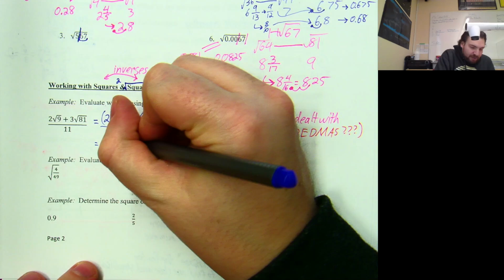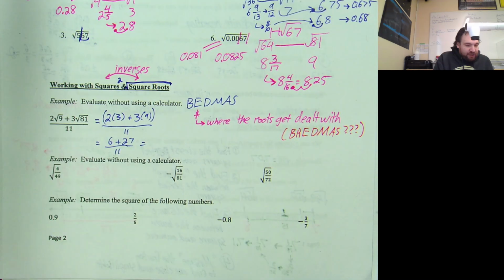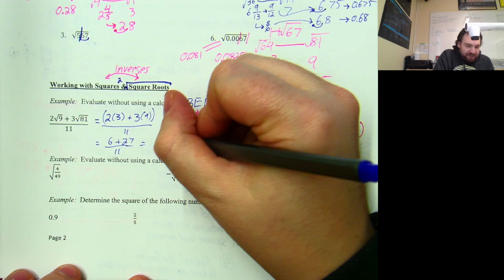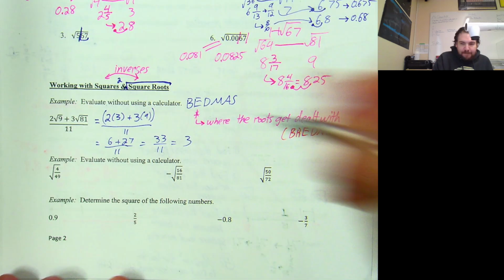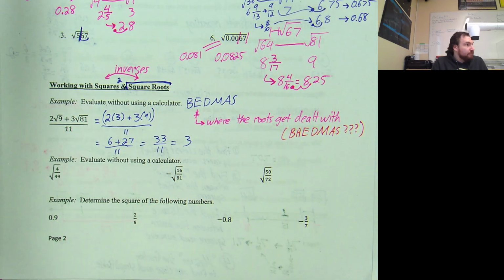Now I'm going to deal with the addition in the numerator. We're going to speed this up a little bit here. 6 plus 27 is 33 over 11. Now I can go back and deal with the division, because I'm done dealing with the numerator. 33 divided by 11 is 3. Cool. Comments, questions, concerns? Okay, love it. Done. What do we do with fractions?